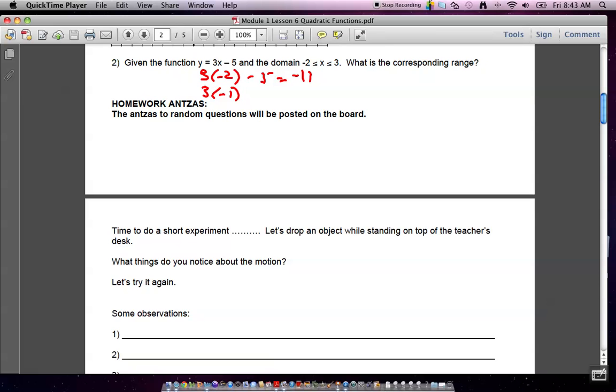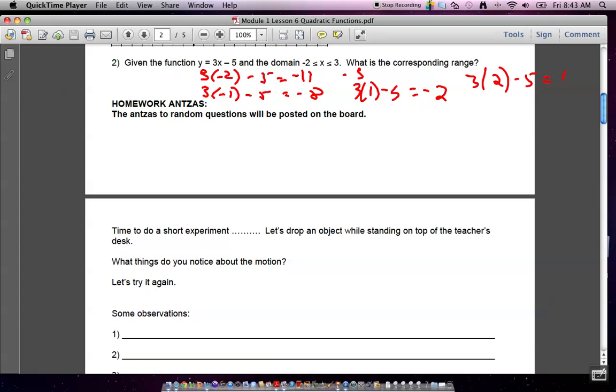What's 3 times negative 1? Negative 3. Minus 5? Negative 8. Good. Next, I'm going to plug in a 0. 0 is my favorite. 3 times 0 is? 0. Minus 5? Negative 5. Plug in a 1. 3 times 1 is? 3. Minus 5 is negative 2. And then 3 times 2 is? 6. Minus 5 is 1.